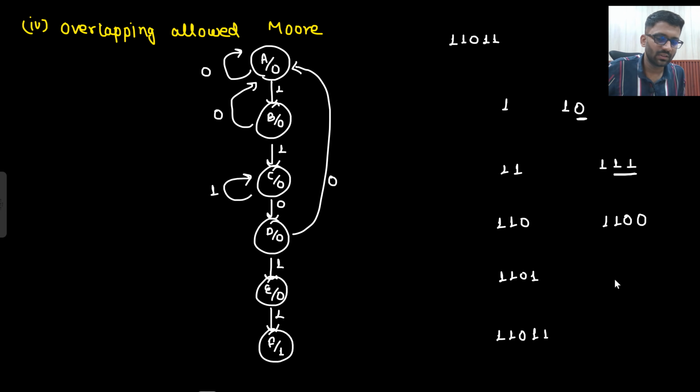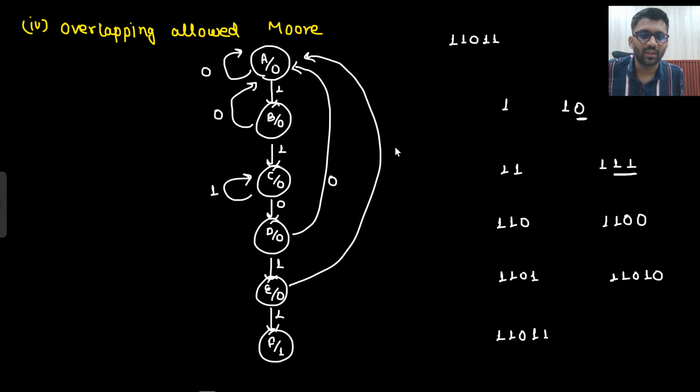What about this? 1 1 0 1. If I am at state C, that means this has been detected. If I apply 1, I will go to the next state. If I apply 0, I will look for the best case. 1 0 1 0, not getting anywhere. 0 1 0, not getting anywhere. 1 0, not getting anywhere. Single 0, not getting anywhere, that means I will have to start from the beginning only.